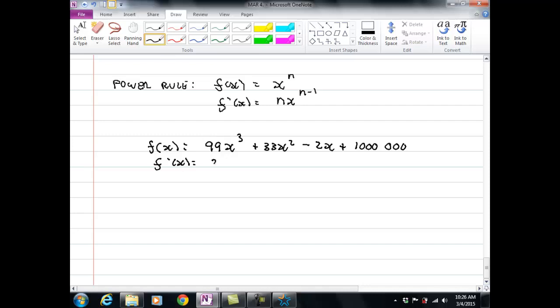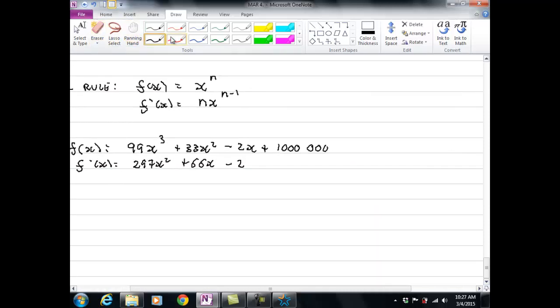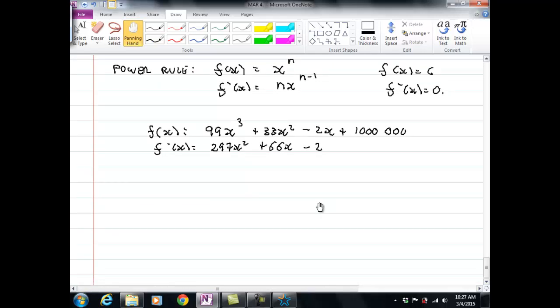297? 297 x squared, keep going. Plus 66x, keep going. Minus 2. What about this 1 million? Plus 0. So it doesn't really matter about that 1 million. The derivative of any constant, write this down: f of x equals c, c is a constant, f prime of x equals 0. So the derivative of any constant is just a simple 0. That is correct. Easy.